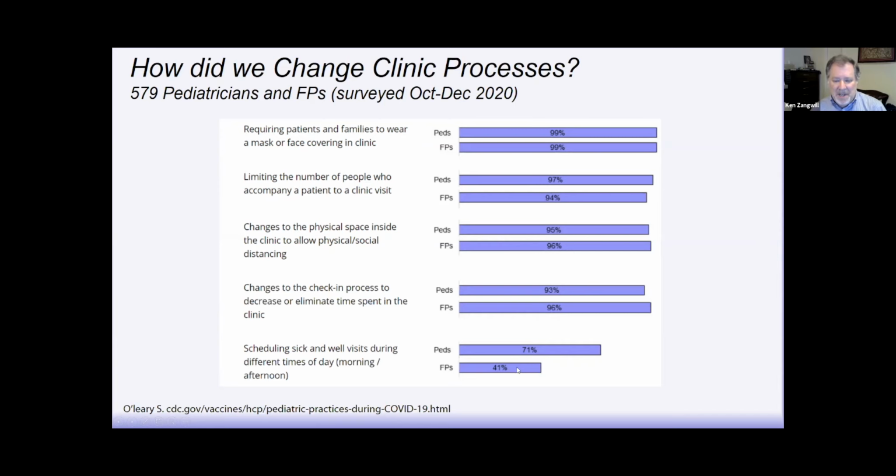And then we start to see some changes: scheduling sick and well visits during different times of the day as a measure of cohorting, as a measure of separation, as a kind of crude measure of not mixing air, as best we could. Peds, about 70% of pediatric offices did that, and less than half of family practitioners did that.